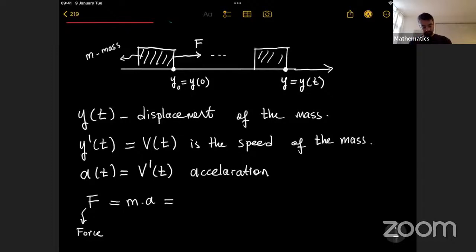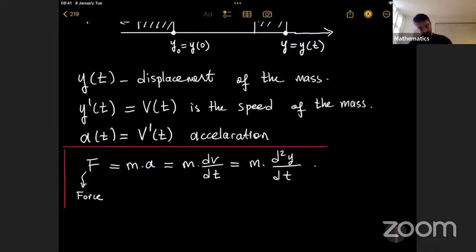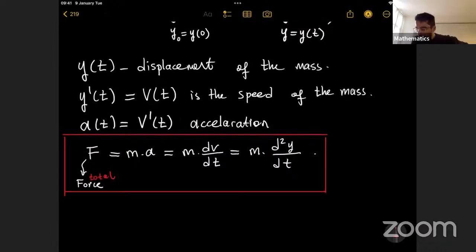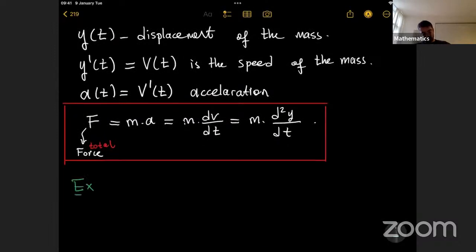What is a? A is acceleration, and it's given by dv/dt, the derivative of velocity with respect to time. And it's also written as, remember, v was the derivative of y, the displacement function. So it becomes d squared y over dt squared. So the total force is equal to this. Well, let's do an example.